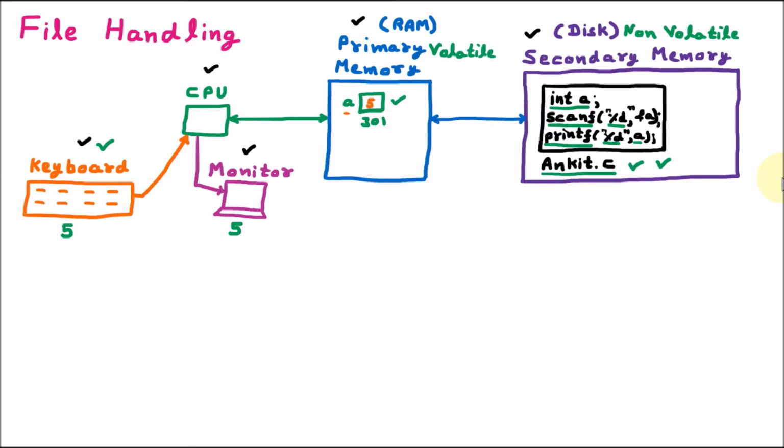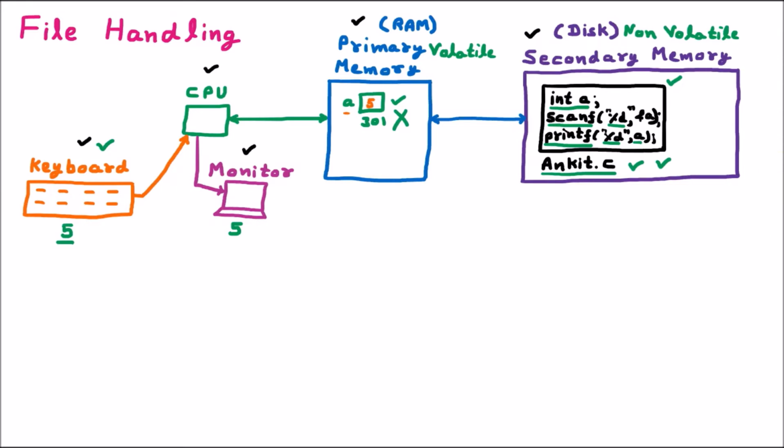Non-volatile means whenever we are saving some data inside the primary memory, it isn't lost, it persists always. But if we talk about volatile, the data inside the primary memory will be lost. So in the keyboard we have given the value 5, and inside the primary memory everything got lost. That means variable A and its value are not available.